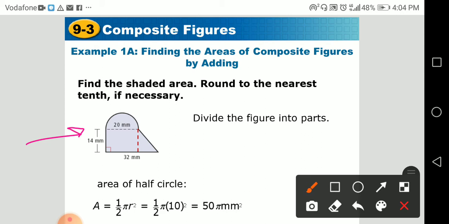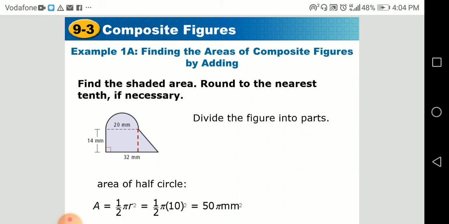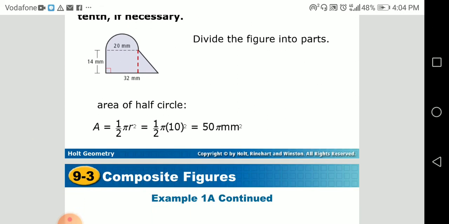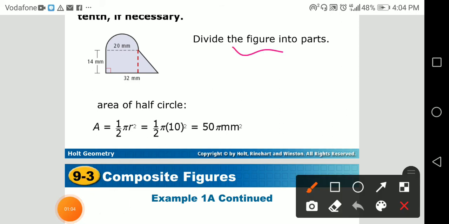First of all, we have to know the question: find the shaded area. So what does it ask about, guys? About the area. Then round to the nearest tenth if necessary. The first step is to divide our figure into parts. I can divide this figure into more than one part.